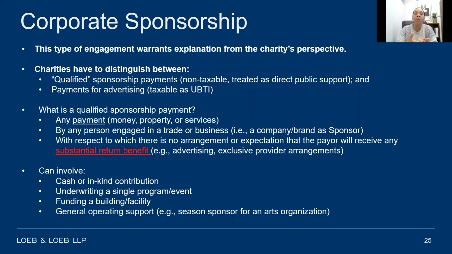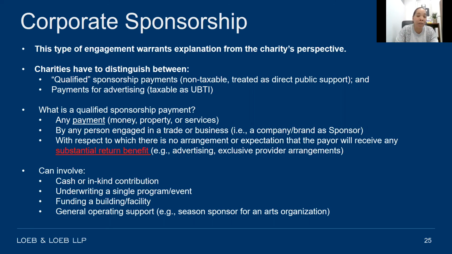And the tax code actually incentivizes them to push back on you in that way, because there's a safe harbor called qualified sponsorship payments, where the dollars that fall into that safe harbor will not be taxable and will be treated as a donation, as public support. We could talk about complicated corporate sponsorship agreements where there's allocation required among buckets. But let's say you've got a $1 million sponsorship payment. The charity really is hoping that all of that $1 million can count as contributions.